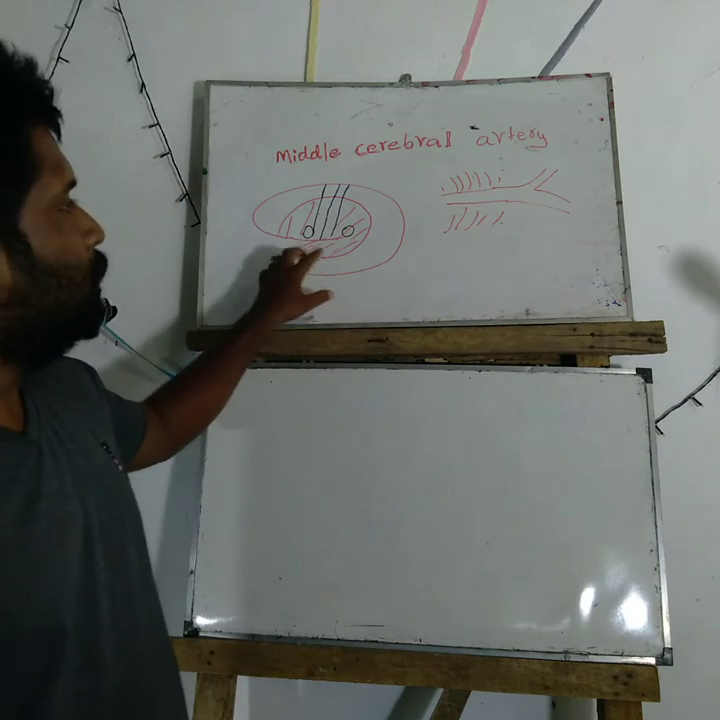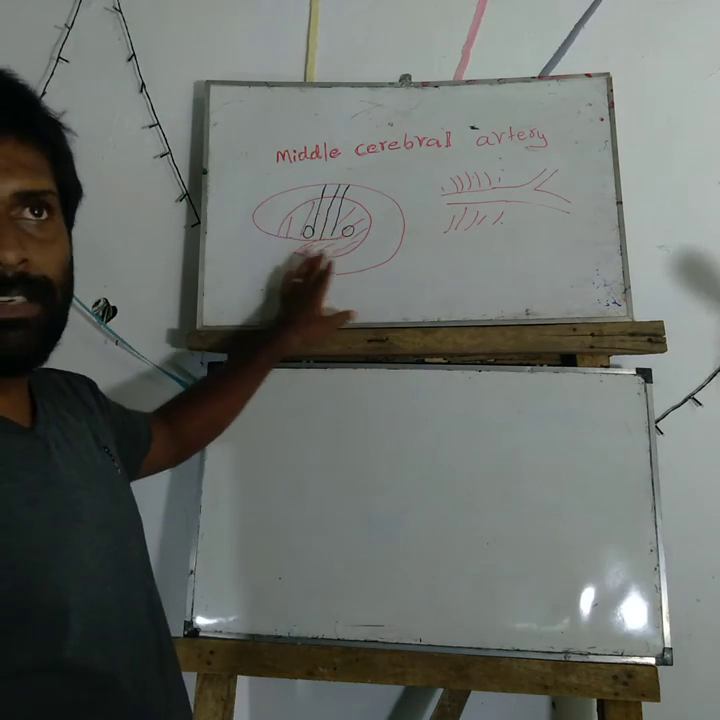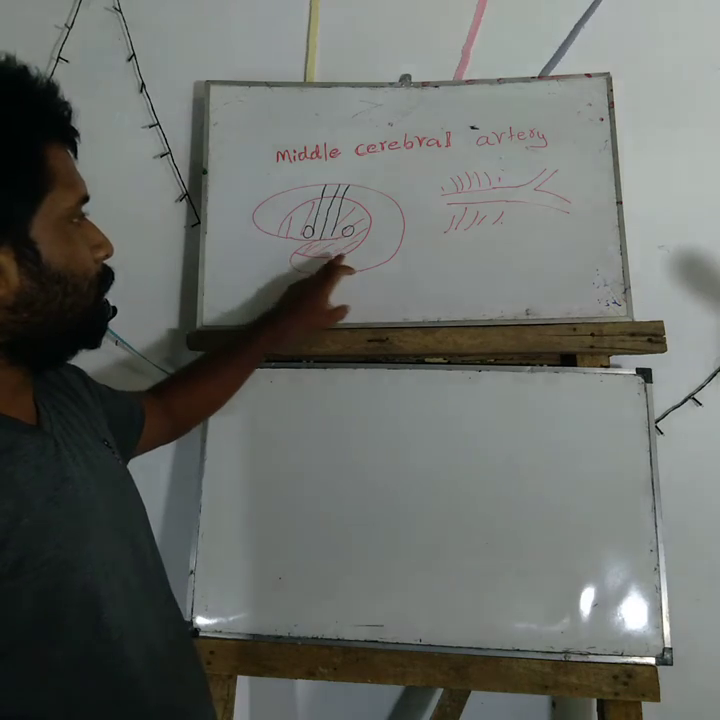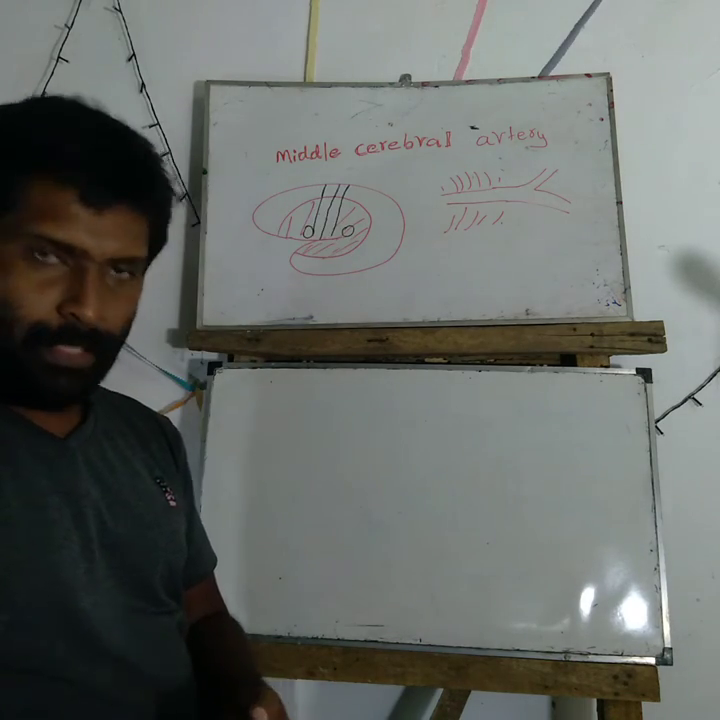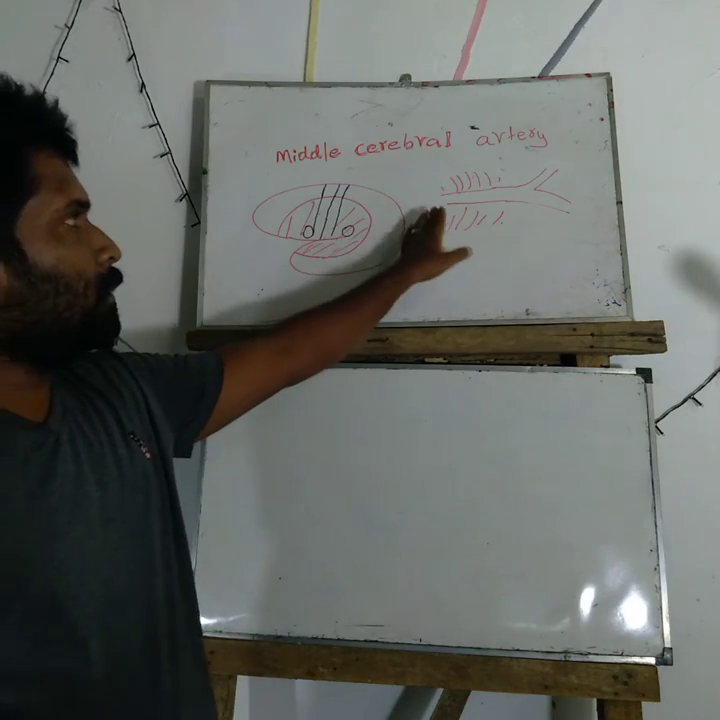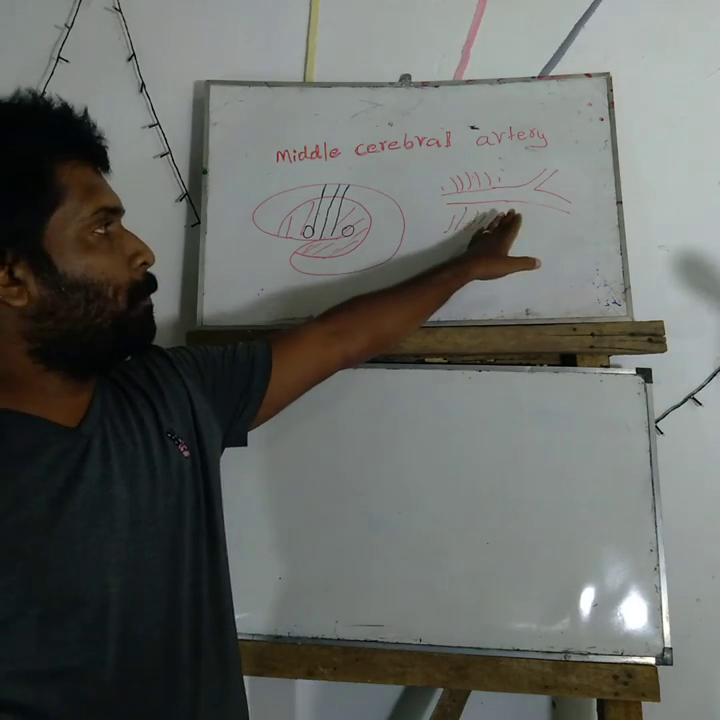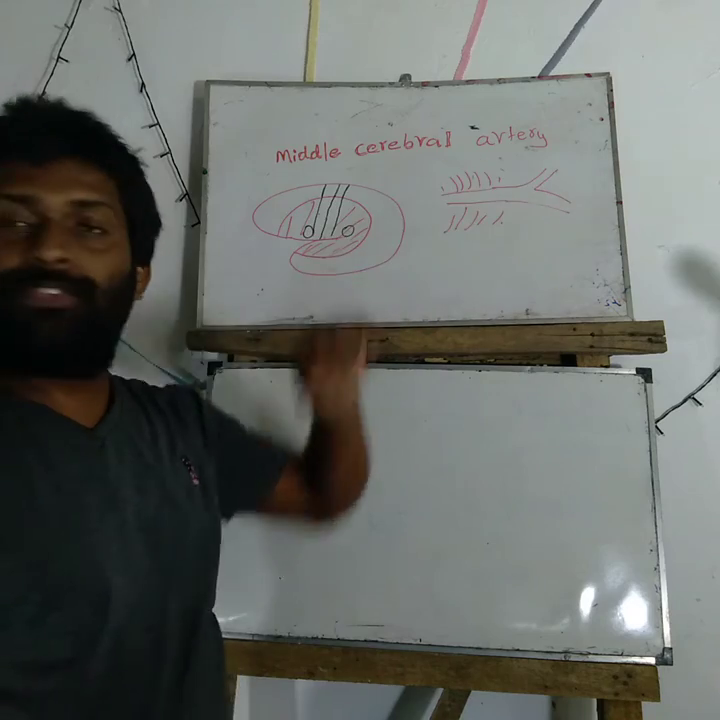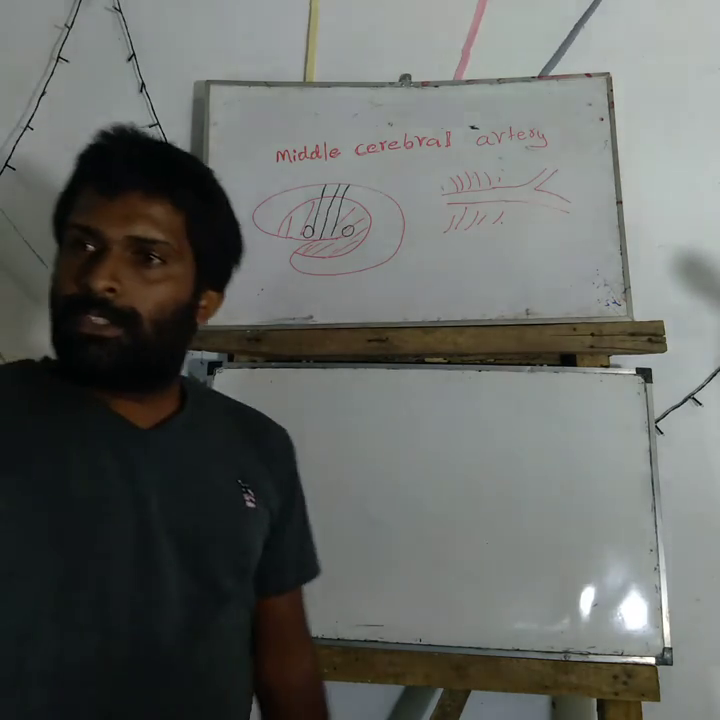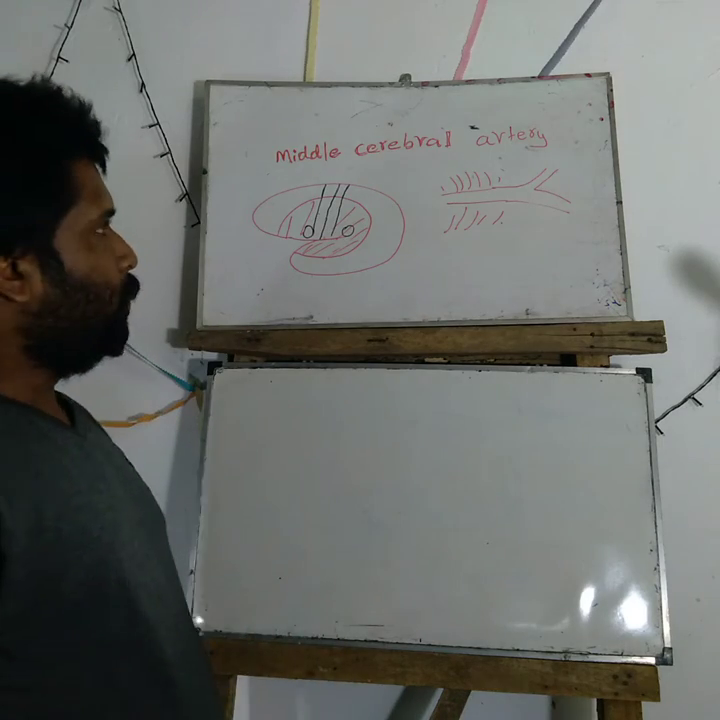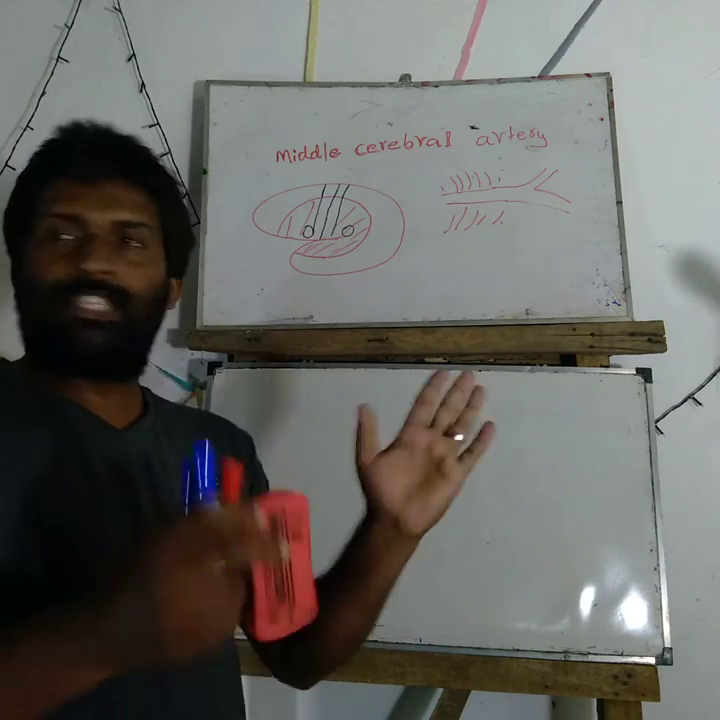This is the brain. This is the lateral area, the temporal and parietal area. This is the supply of the proximal part and distal part of the middle cerebral artery. Today we are going to discuss the major point.